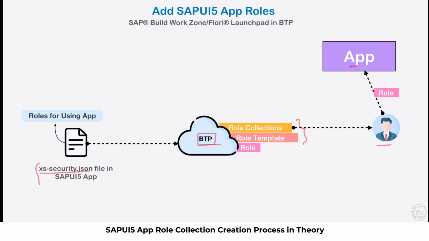So what we are going to do is first add the roles to our xs-security.json file. Then we are going to deploy the application to the SAP BTP environment. Then we will see what happens if we don't provide the roles to the user. Will the user be able to access the application? If we are not able to access the application, then we will provide the role to the user, and then the user is able to access the app. These are the steps we are going to follow in the hands-on. So let's go to the hands-on and see this in action.